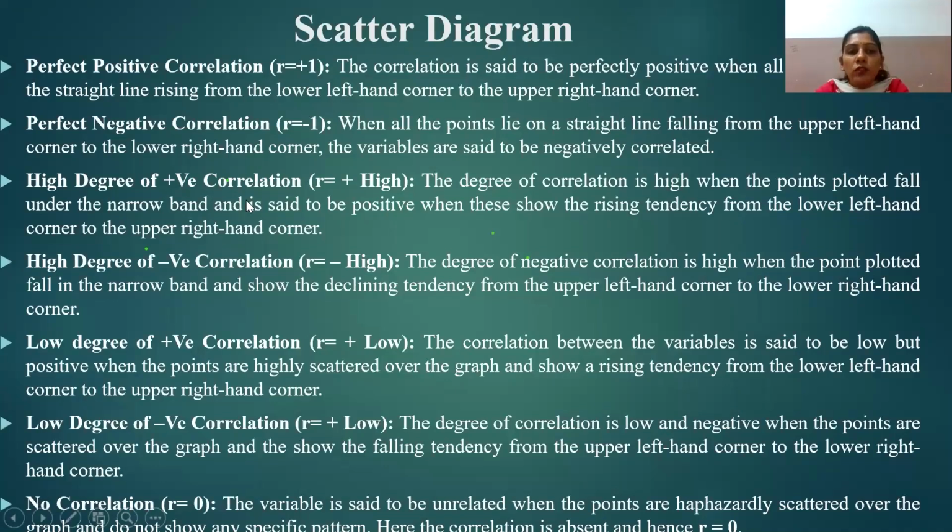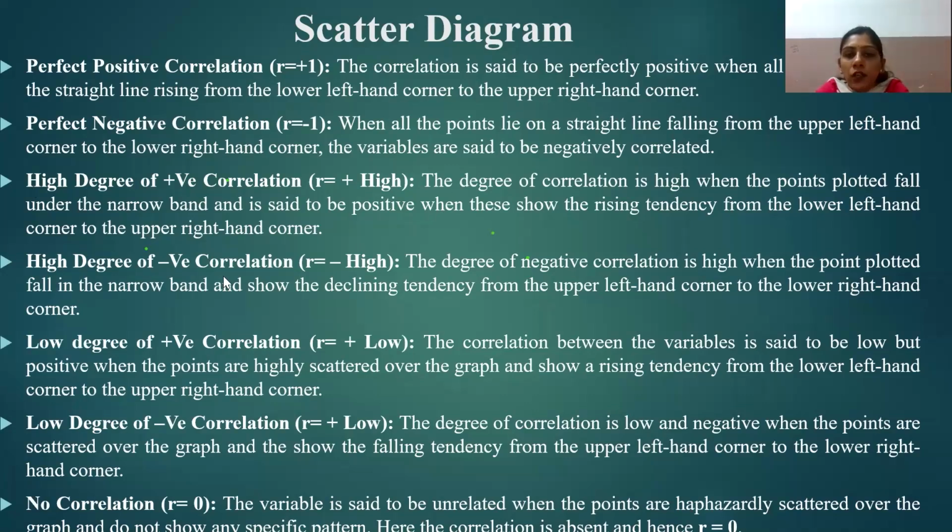Next is high degree of positive correlation. So in high degree of correlation, the degree of correlation is high when all the variables, or you can say all the points which are plotted, are falling under a narrow band and is said to be positive. These show the rising tendency from the lower left hand to the upper right hand corner. So basically in this, the value of R is very high.